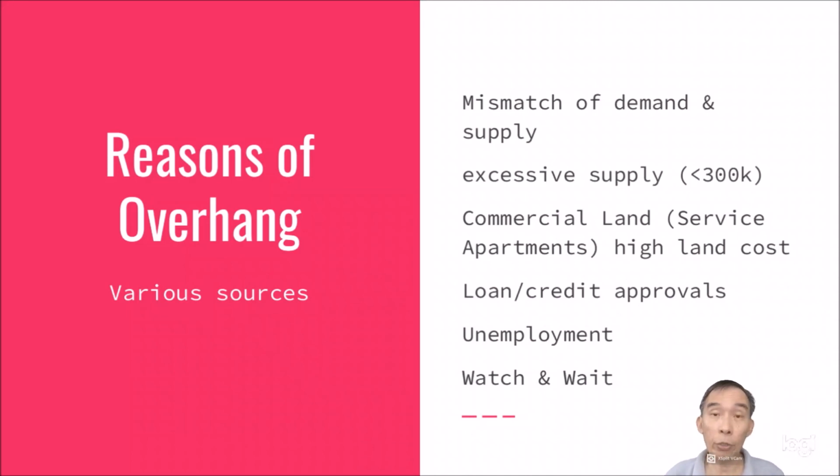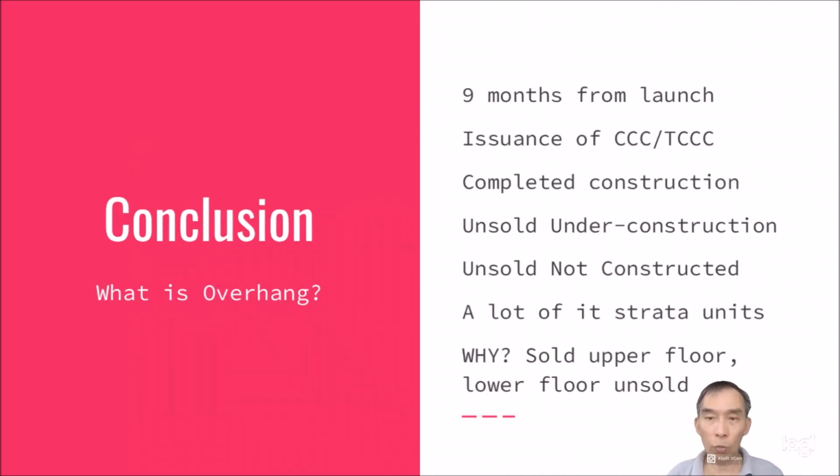In fact, I have done a video on rent or buy, whether to buy or to rent. And definitely, if you visit this video, you will understand the rationale behind some people who are thinking about renting rather than buying a property. So my conclusion on the topic of what is overhang is that the definition says it is 9 months. A lot of the time, these units that are unsold are in fact unsold more than 9 months after they got their CCC, or the temporary certificate of fitness. Completed constructions are maybe less risk to the buyer who buys an already constructed house, so it should not be that much of an issue.